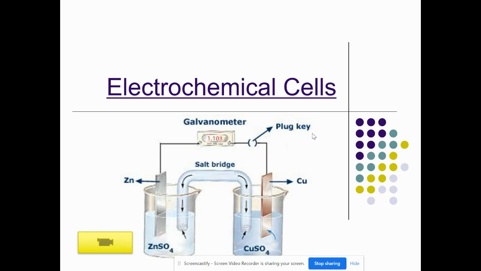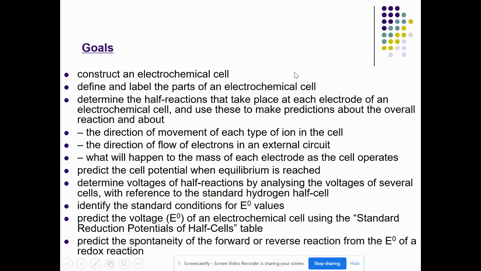So what you'll need to know for electrochemical cells, these are the goals, right? Construct an electrochemical cell, define and label the parts. So you have all the different parts and we'll go over them. Tell the half reactions, the one that's happening at the anode, the one that's happening at the cathode. So it's oxidation and reduction. Direction and flow of each type of ion, the flow of electrons, determine the voltages of the half cells by combining them together, identify standard conditions for the electron potential cells, and predict the voltage that's being produced.